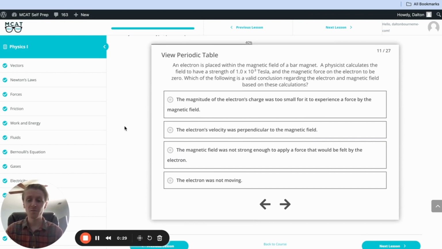Today's practice problem comes from the end of lesson mastery quiz in lesson 11 of the Physics 1 module. Be sure to hit pause and try this problem for yourself before watching my explanation.